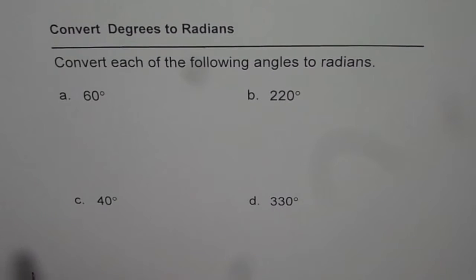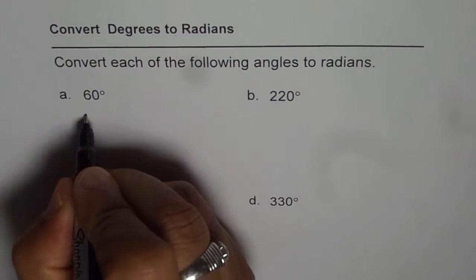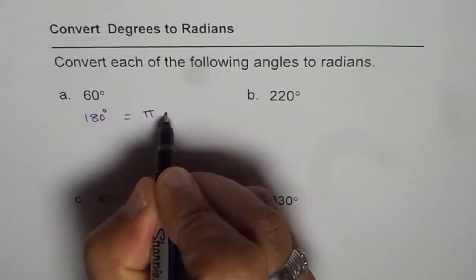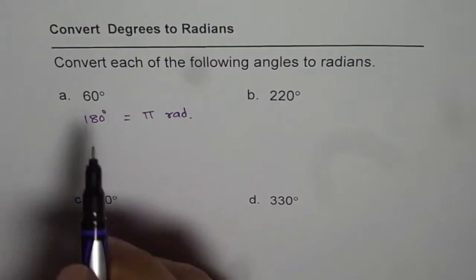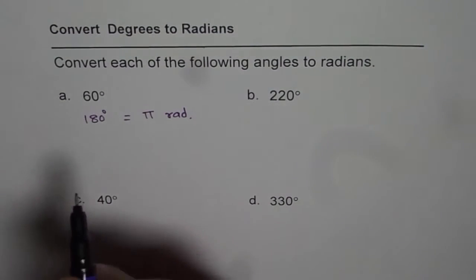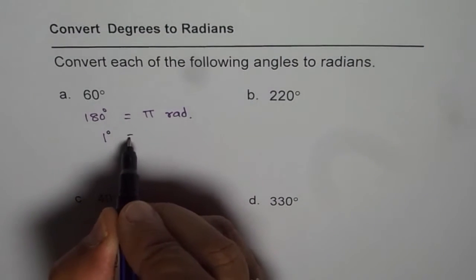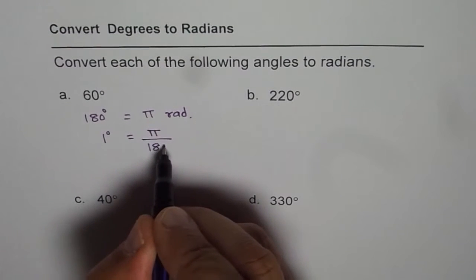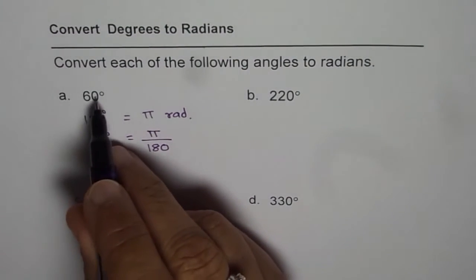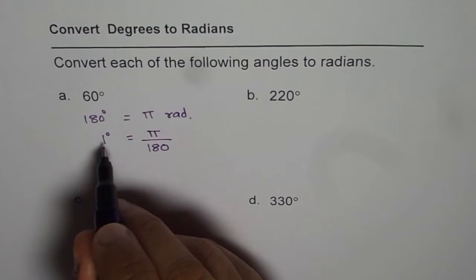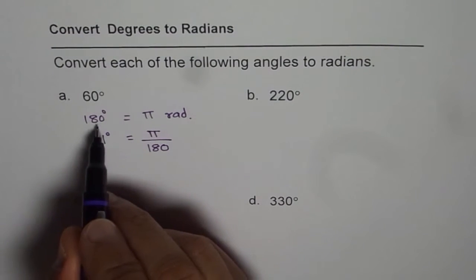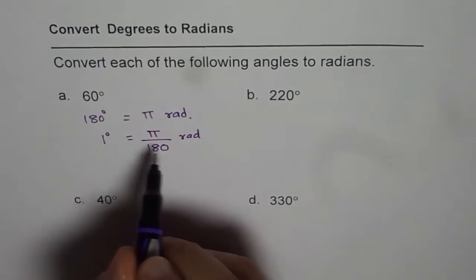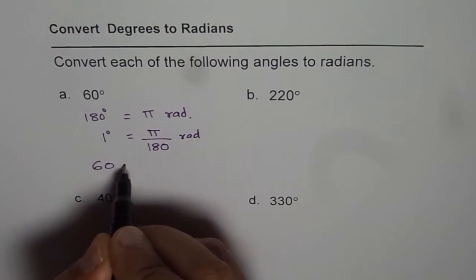60 degrees. Now to convert degrees to radians, we know that 180 degrees is equal to pi radians, right? Now we want to find what 60 degrees is equal to. So from here we can say 1 degree is equal to pi divided by 180. Is it okay? Now to find 60 degrees, we'll have to multiply this by 60, correct? So we divide by the number 180 to get this unit in radians. Now we can multiply both sides by 60.